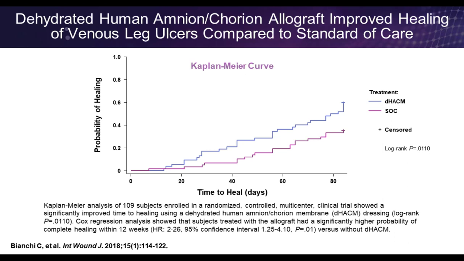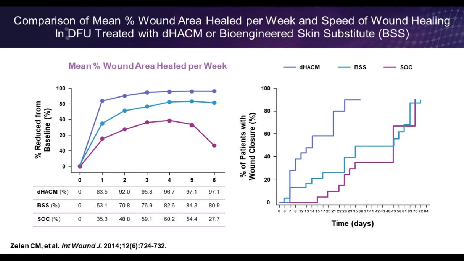In addition, if we look at diabetic foot ulcers, not venous, now we're talking about diabetic, and again using the same kind of high-level randomized controlled trial format, generating level 1 data, you can again see that treatment with the dehydrated amnion-chorion membrane has a significant increase in the rate of the wound area that is healed, the top blue bar, compared to a bioengineered skin substitute in the light blue, or just standard of care in the purple line.